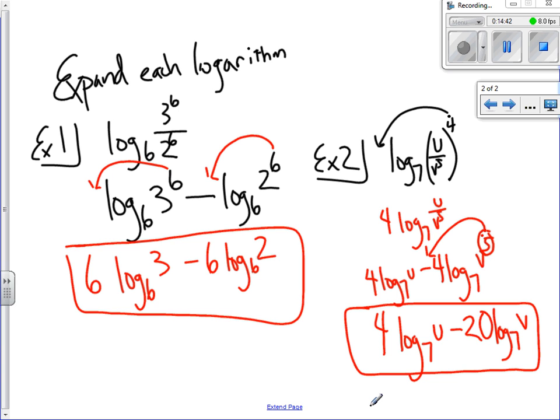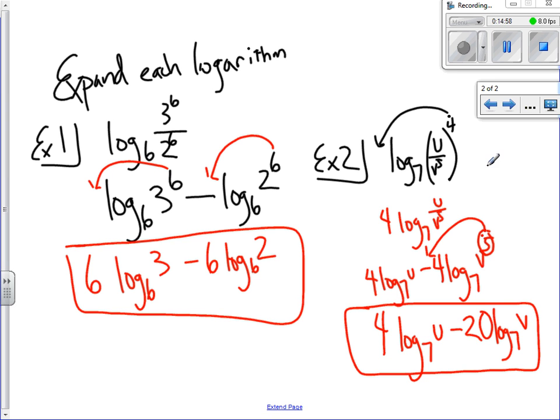All right, so at this point, I'm done with presenting, but there is one more thing that I'd like to show you if you're interested. There's a second way that we could have approached this example 2 problem, and I'm going to show you that very quickly.